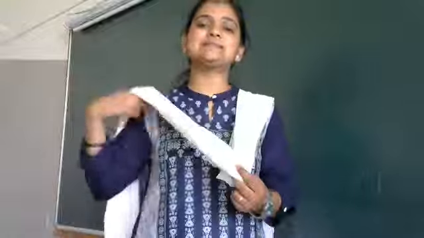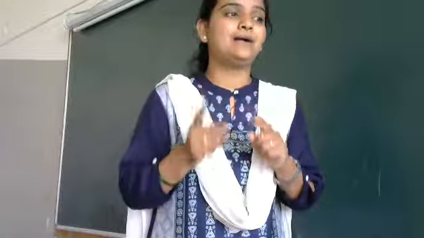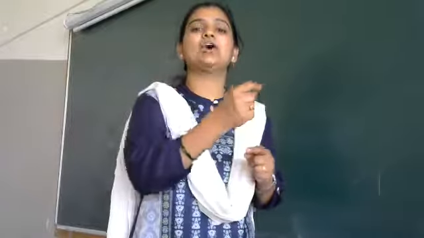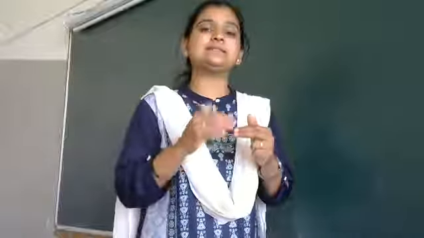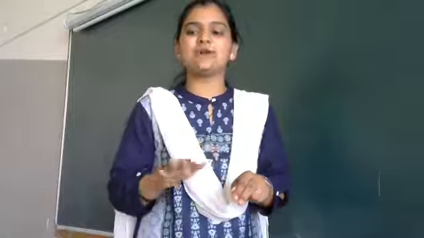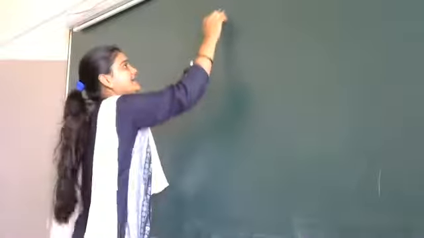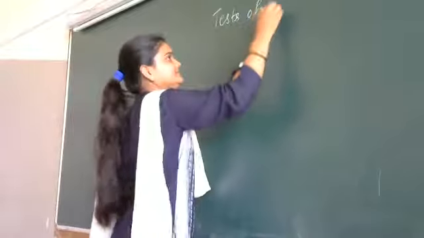In case of LCM, if two numbers are given, we will find the multiples of each one of them. Then we will find the common multiples, and in those common multiples, the lowest one is the least common multiple. So today we will be discussing tests of divisibility.